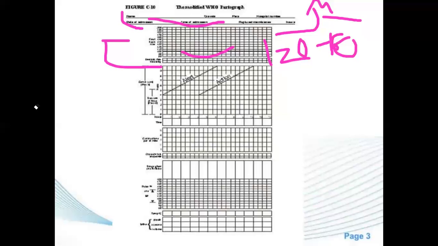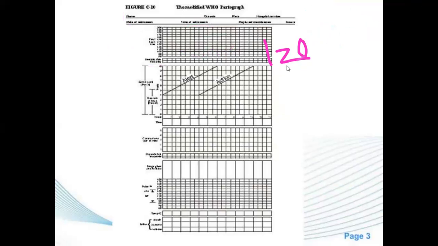How will you check the FHR in the clinical area? With the help of a Doppler. We have a Doppler and we also have a stethoscope, so according to your convenience and the time, you can check. You have to put a dot whenever you check, and then in the end you have to join all those dots accordingly to represent your graph.